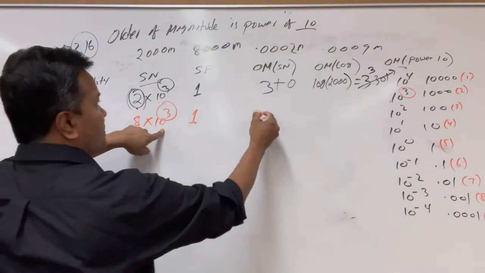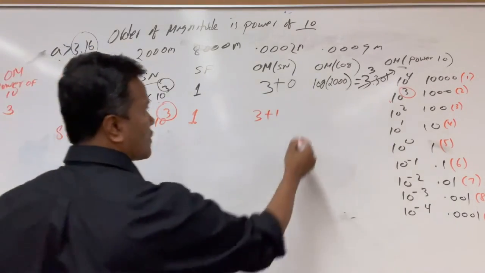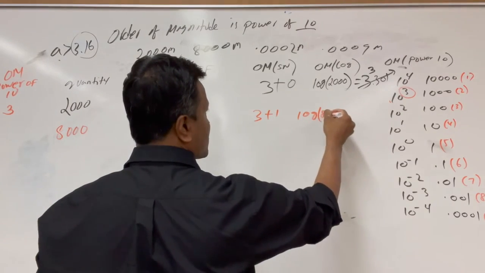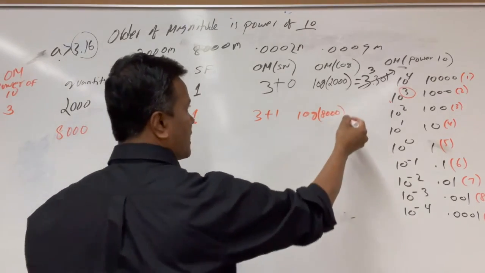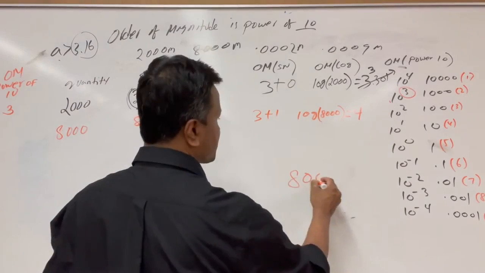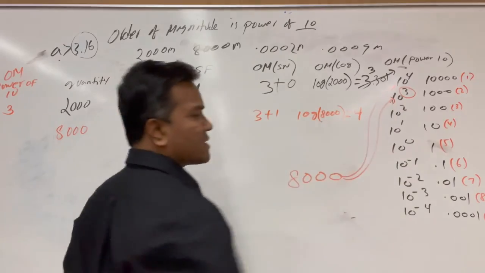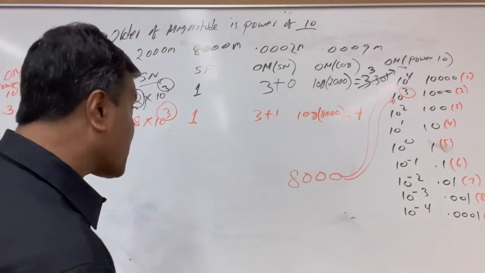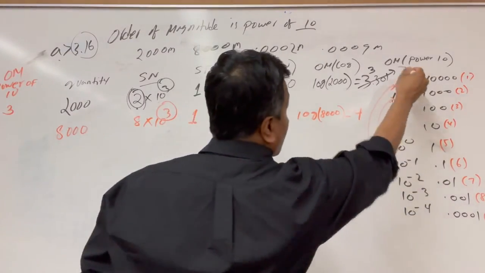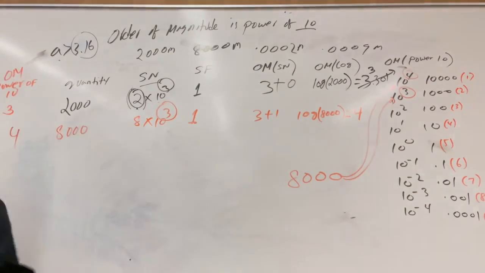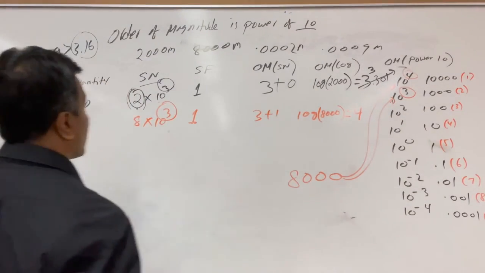You're going to write 3 plus 1. Okay, so log 8,000 is a number that rounds to 4. 8,000 is close to 10,000 or close to 1,000? It is close to 10,000, of course, so 10,000 has order of magnitude 4. So 4.